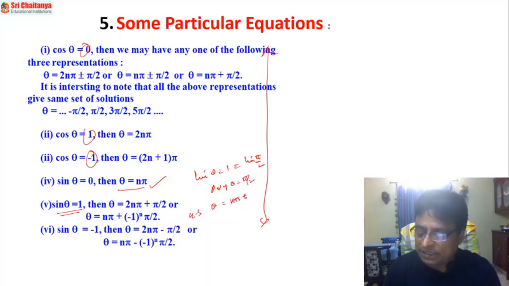n pi plus minus 1 whole power n into pi by 2. You can write it. The same thing we can mention here. But here, if I have replaced n with 2n, if n is an integer, 2n is also an integer. Both equations will give the same set of solutions, which gives the general solution.